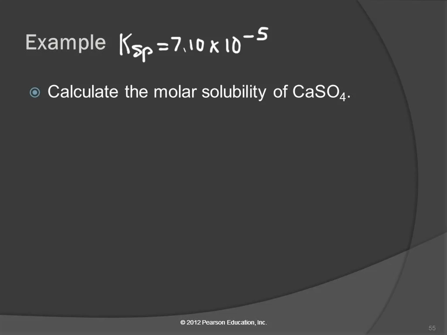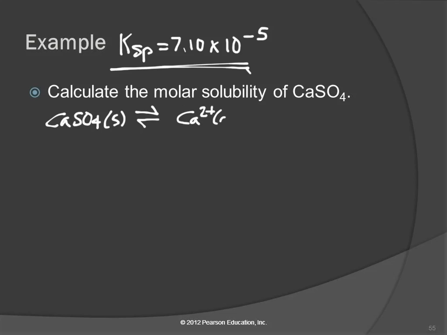So, molar solubility of calcium sulfate. We're going to do the same thing we did with the silver chloride. We know that the expression is equal to this number, but we need to get the expression, and we get the expression by looking first at the chemical equation. So, calcium sulfate in equilibrium with its ions: calcium ion and sulfate ion.